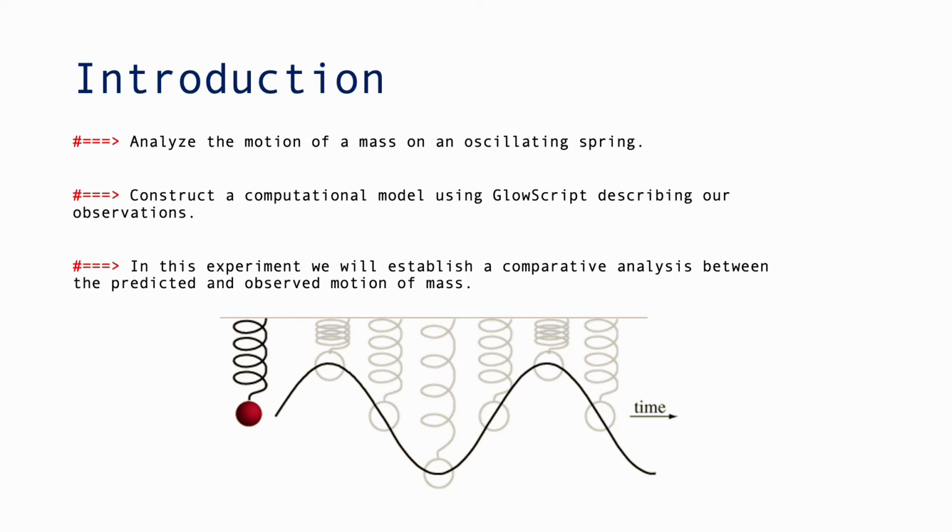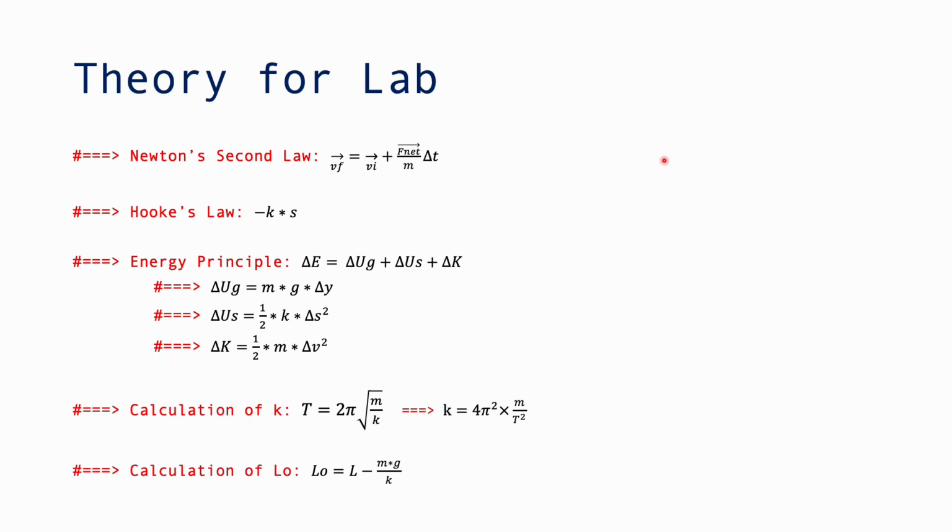In this lab, we're going to analyze the motion of a mass on an oscillating spring using tracker, and then we're going to construct a model of this motion using glow script, a predicted model, and then we're going to end off the lab with what does it mean, that will establish a comparative analysis between the predicted and observed motion of the mass.